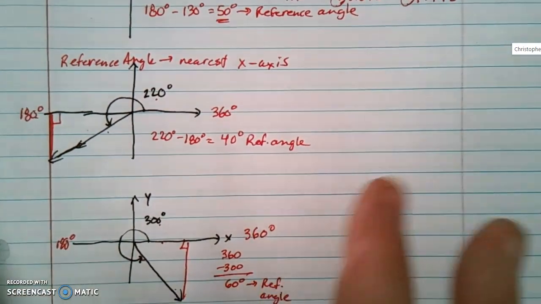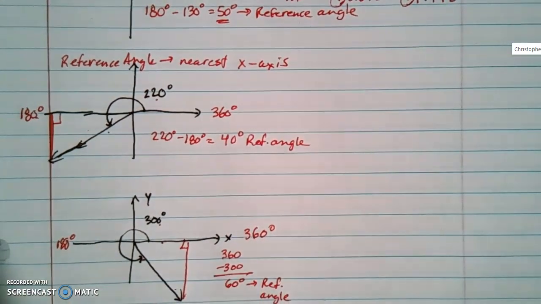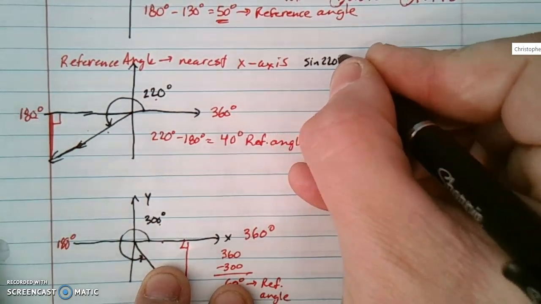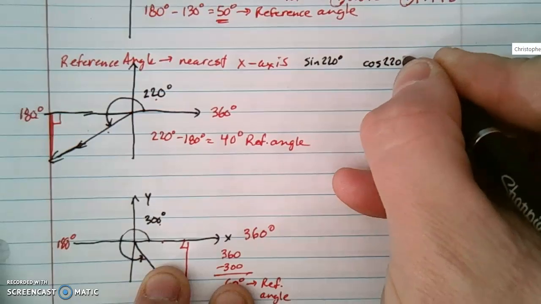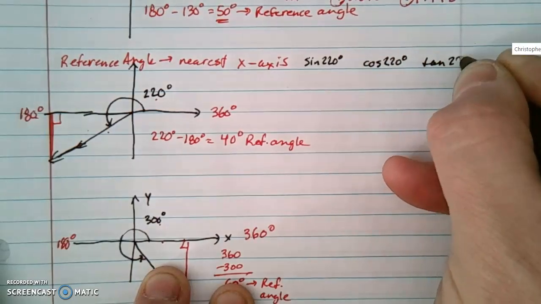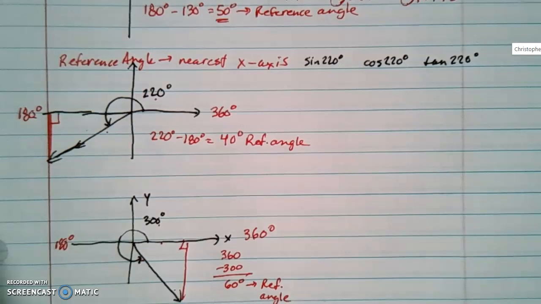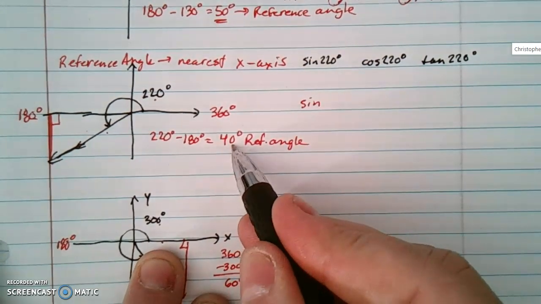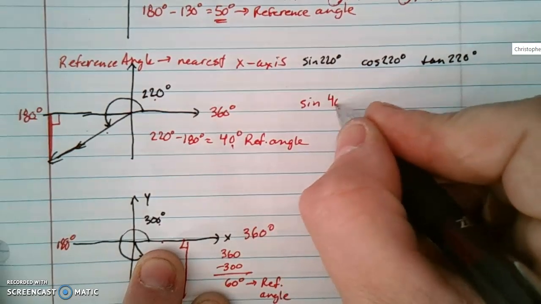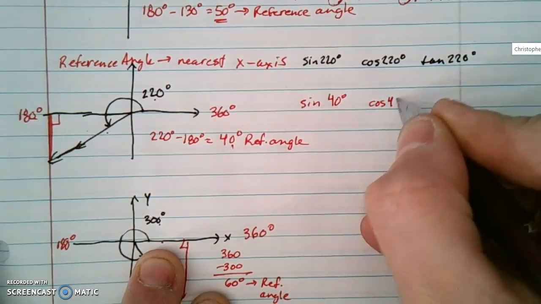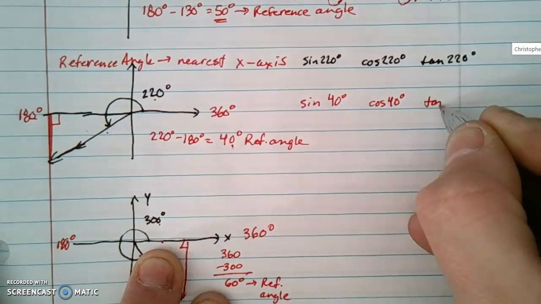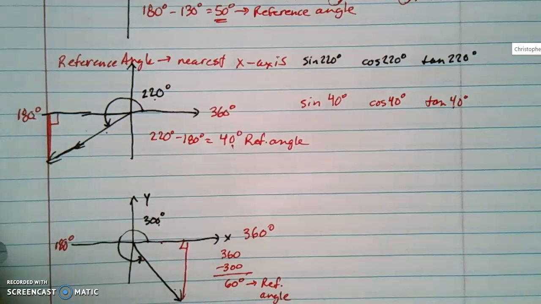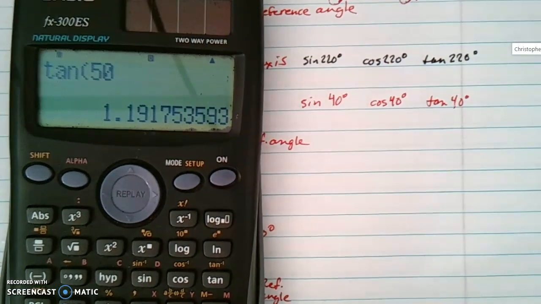We're going to try the same thing with these other two. So I'm going to come in here and I'm going to type sine of 220, cosine of 220, and tangent of 220. And I'm going to come in and I'm going to type sine of 40, cosine of 40, and tangent of 40. And the only difference is going to be the signs. The numbers will be the same.